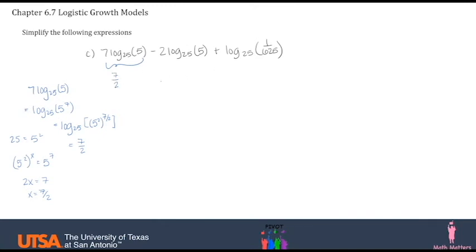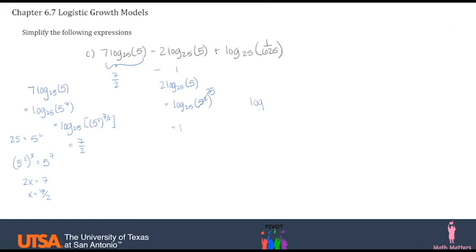Then the next part, we have 2 times log base 25 of 5, which is the same as log base 25 of 5 squared, which is just 25. So this whole thing simplifies to 1. So we have minus 1.